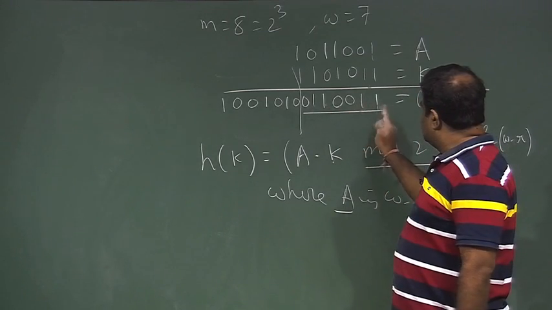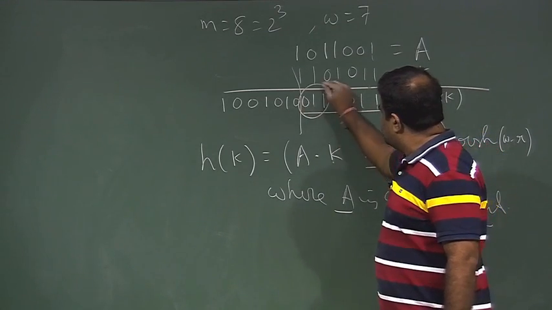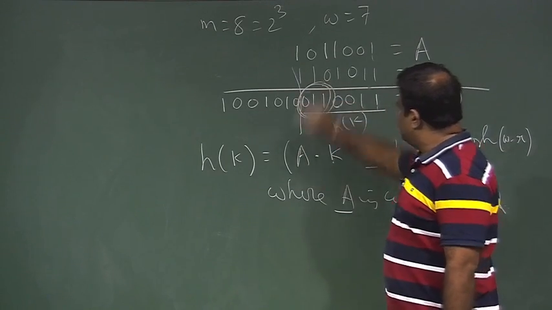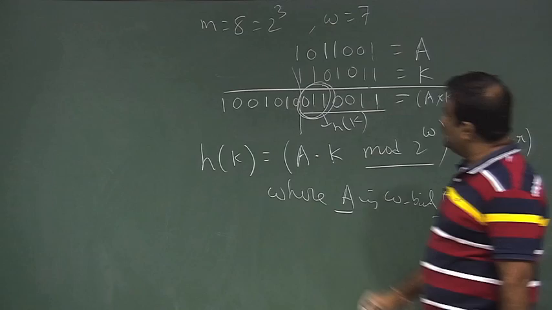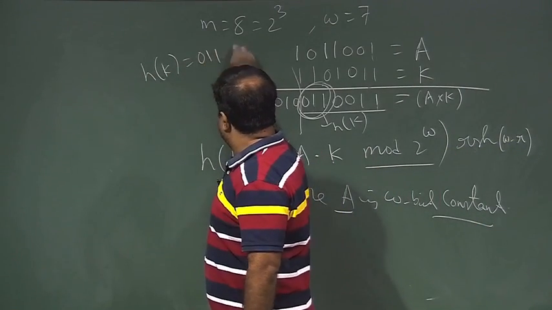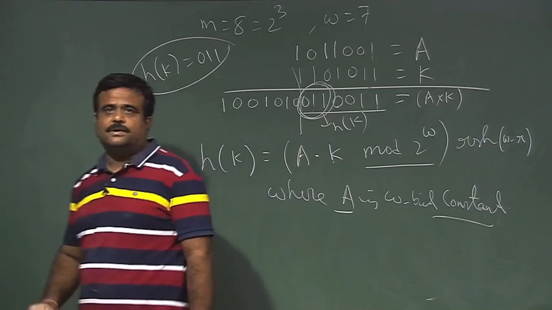Then this is gone, this is gone, this is gone. So this is basically our H of K, this 3 bit. So H of K is basically here 0 1 1. This is our H of K.